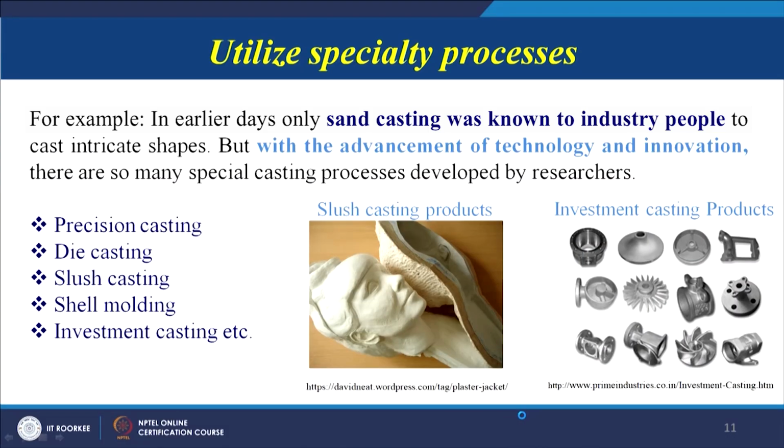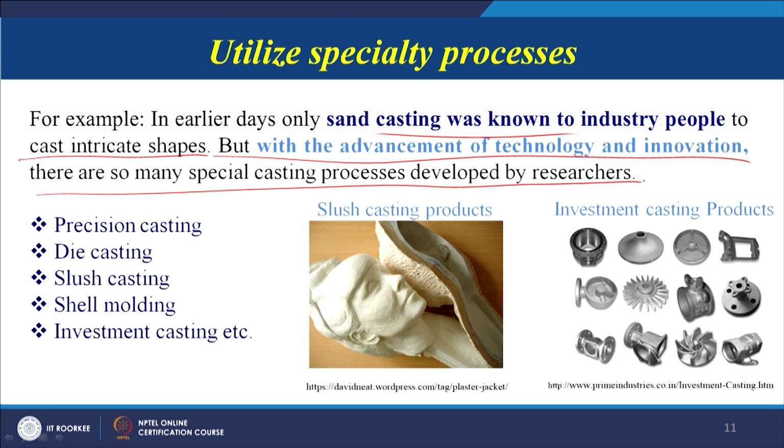So, let us take a quick example. In earlier days only sand casting was known to industry people to cast intricate shapes. But with the advancement of technology and innovation, there are so many special casting processes developed by researchers, like precision casting, die casting, slush casting, shell mold casting, investment casting, and even this list is endless. There can be other casting processes also.